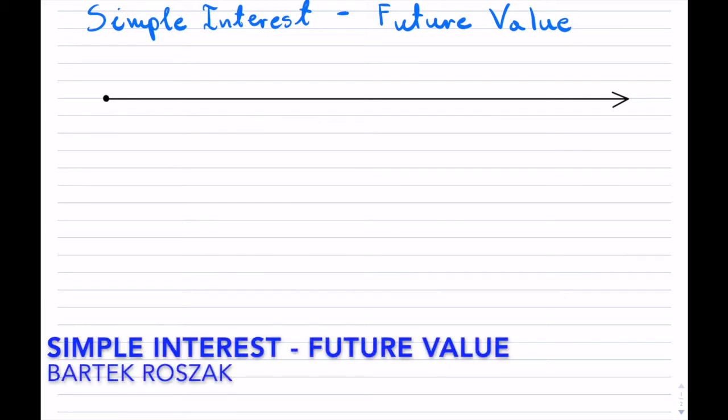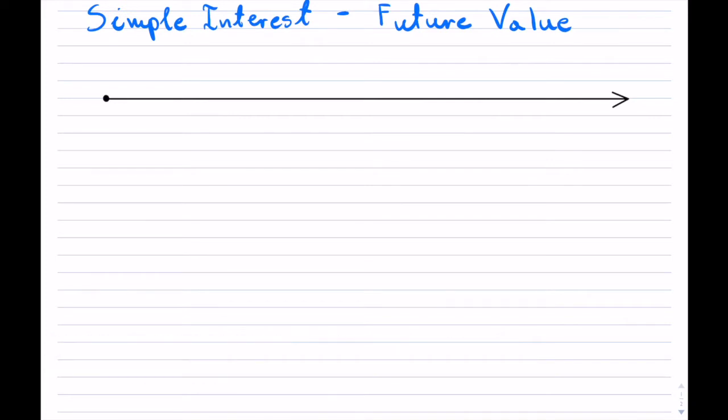So, future value under simple interest. Now, when you have simple interest and you want to find out what the future value of it is, because interest accumulates over time, what you start with, which is your principal in the beginning, will be increasing as time continues to go further.